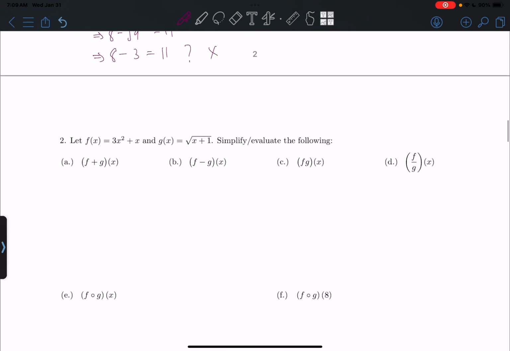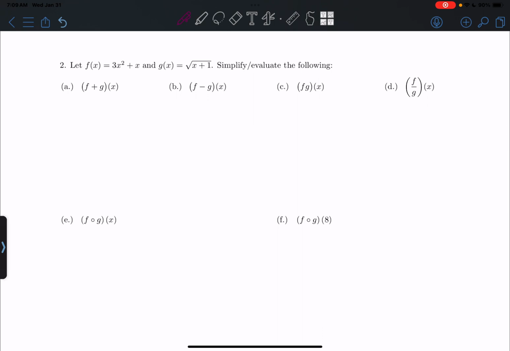Alright, moving on then. For number 2, you're given two functions and then you're asked a bunch of combinations of functions. The first four here are just basically definition. So, for example, f plus g of x, that's just another way of saying f of x plus g of x. And we know exactly what these are, so just go ahead and write them out. 3x squared plus x plus square root of x plus 1.